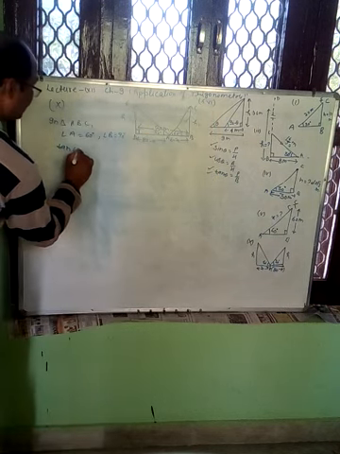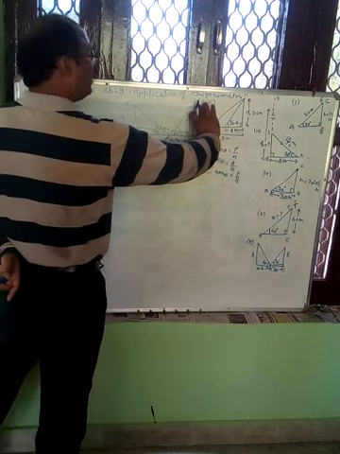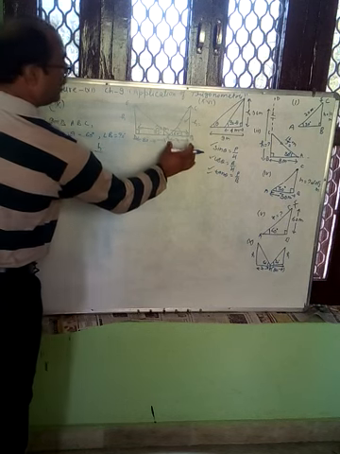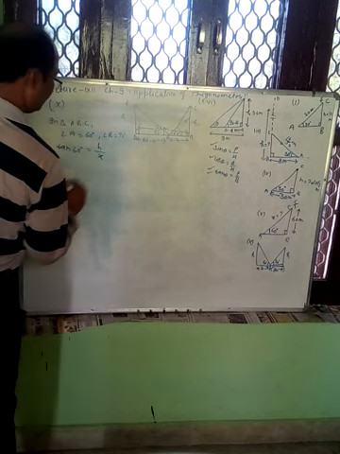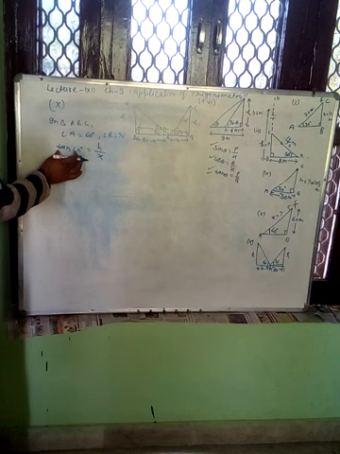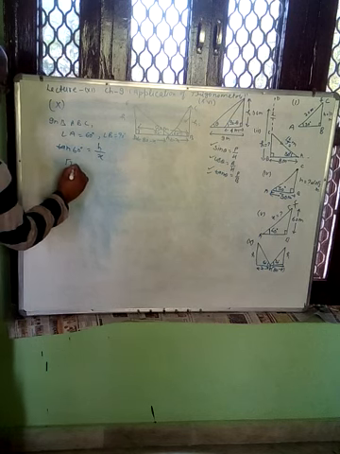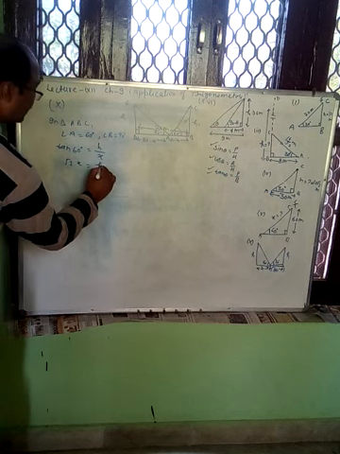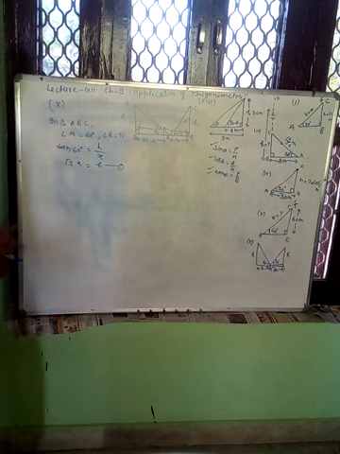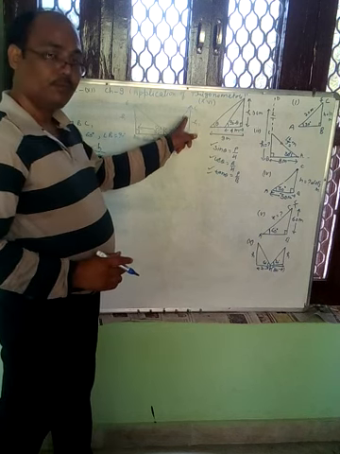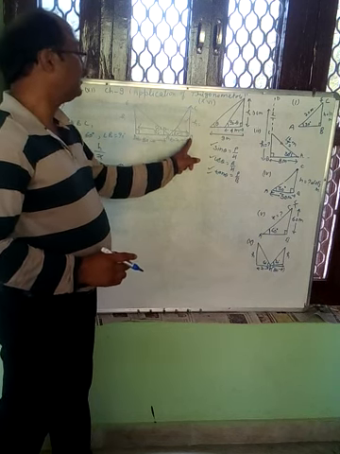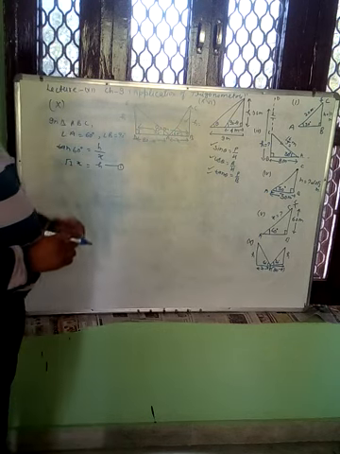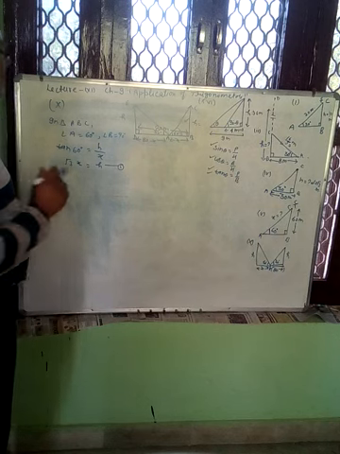Tan 60 degrees is equal to the perpendicular BC, that is H, upon AB, that is x. Tan 60 is root 3, so H is equal to root 3 x. This is equation 1. First, in this triangle we find the value of H: root 3 x equals H meters.